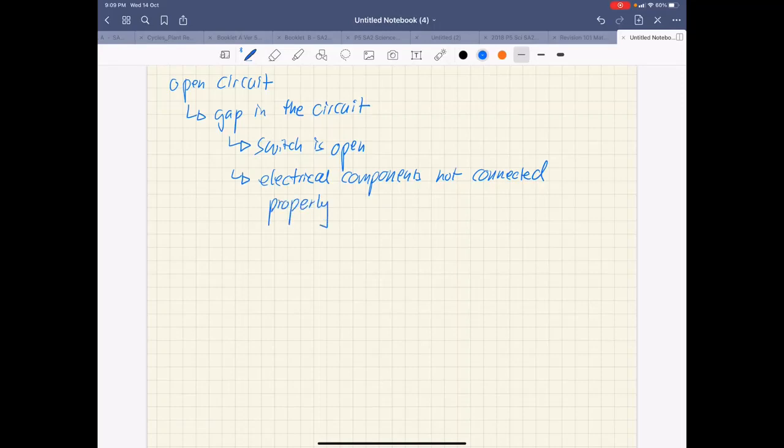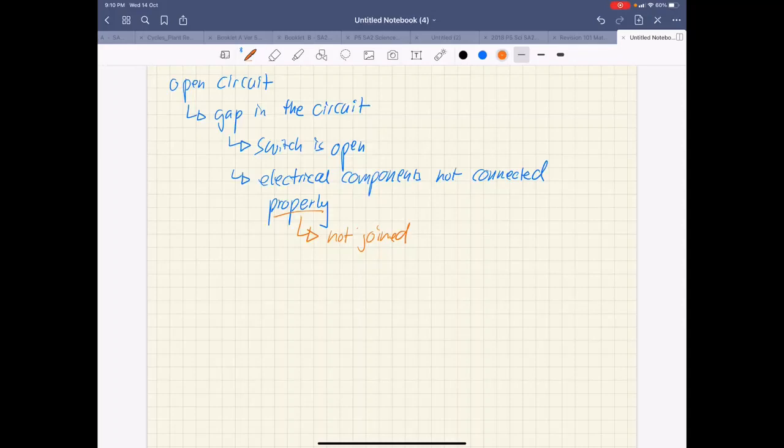Okay, so when I say not connected properly, it means they are not joined properly. Okay, there is a gap. So this is also the reason why when you draw electrical circuit diagrams later on, which I will explain, you have to make sure that your lines are connected to every single part of the components. I will elaborate and emphasize this point later once again.